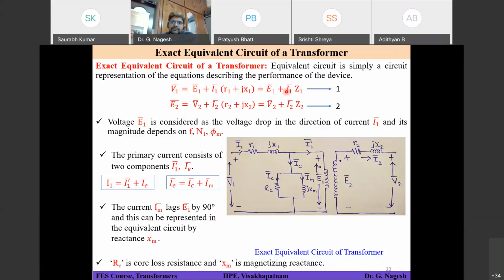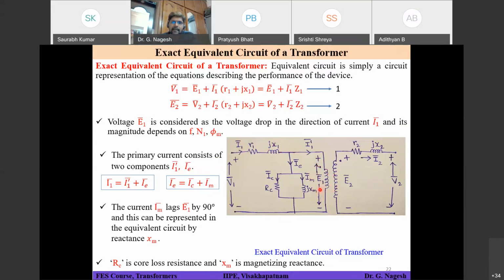This is the equation you get after applying KVL for the loop. V1 equals I1 into R1, that is there, plus I1 into j X1, that is also there, and E1. E1 is the voltage across the winding, that means the voltage induced in your primary winding, which is considered as a drop in the direction of current I1. So this will be your E1 part.